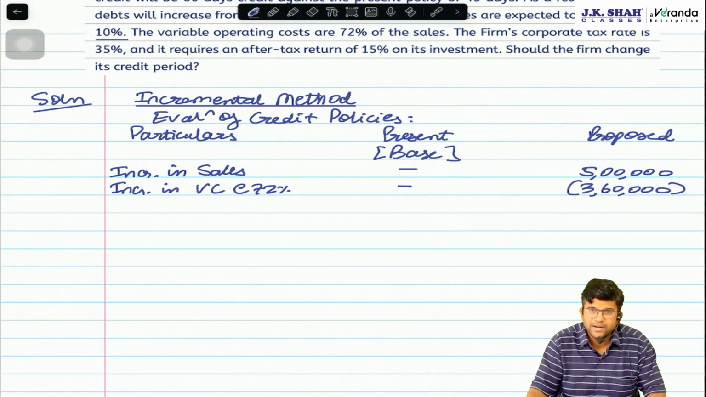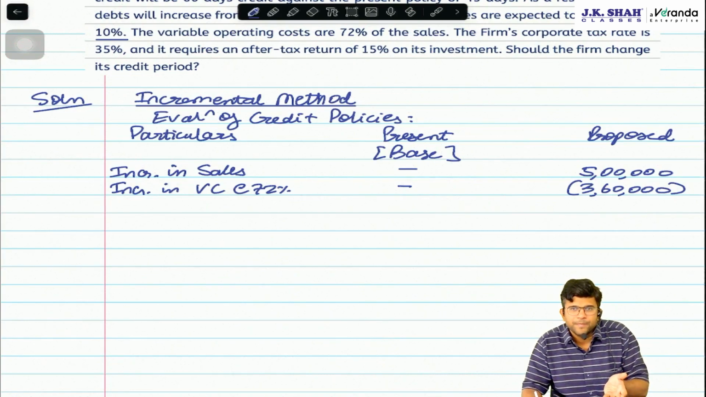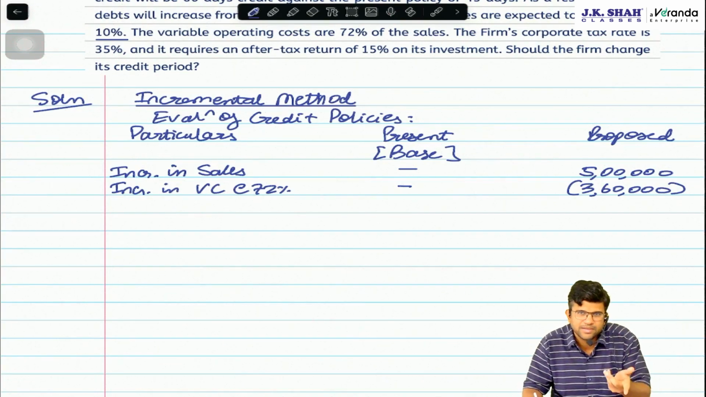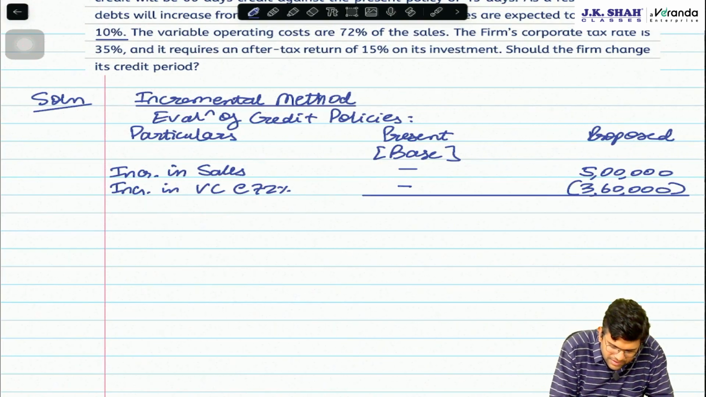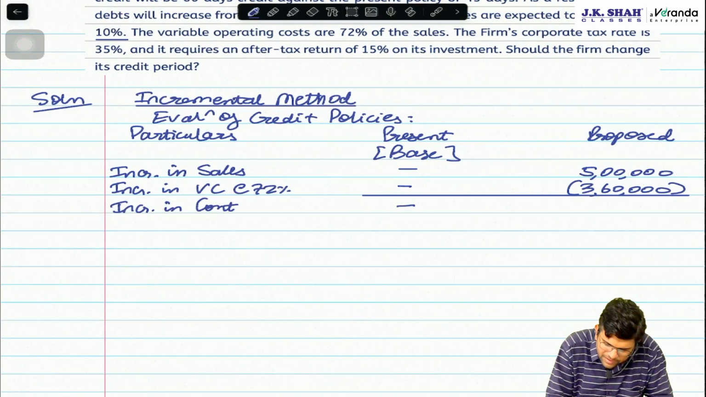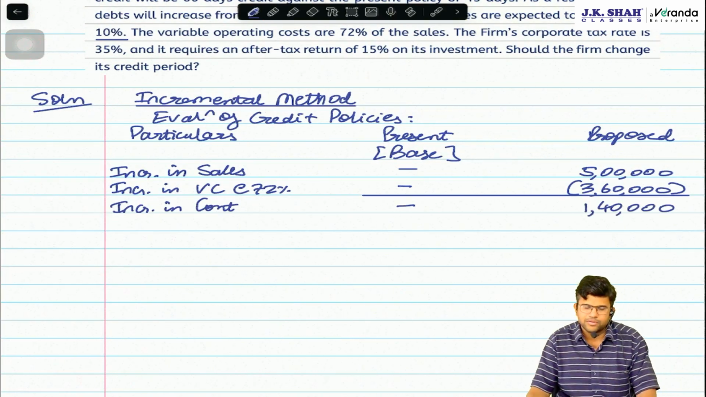Everybody clear? 3,60,000 will be the increase in variable cost. And I hope you get it, this will be an outflow for me, a cost for me. See, incremental revenues is benefit, but incremental expenses are costs. Everyone clear? So that will therefore help us understand increase in contribution. Everybody clear? Increase in contribution. This will come to 1,40,000.